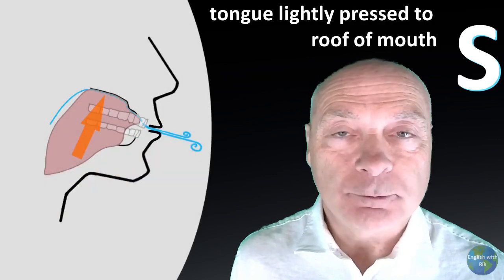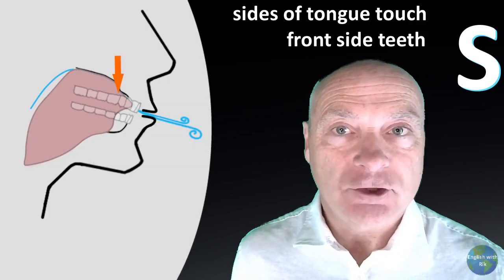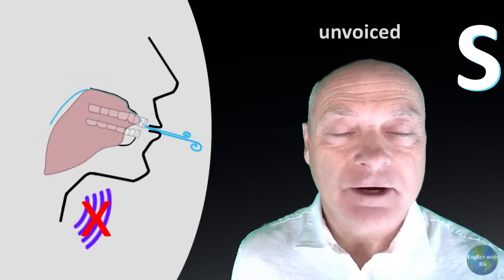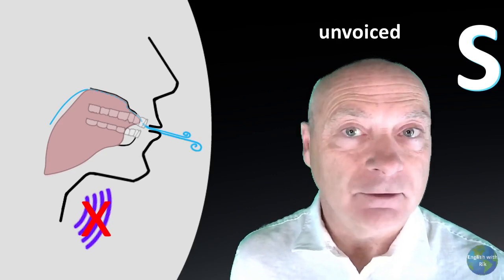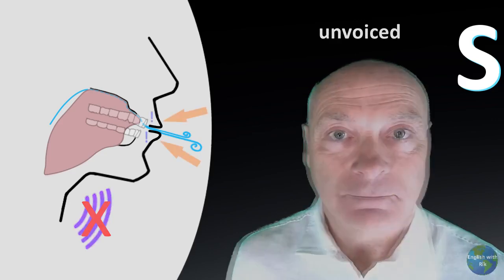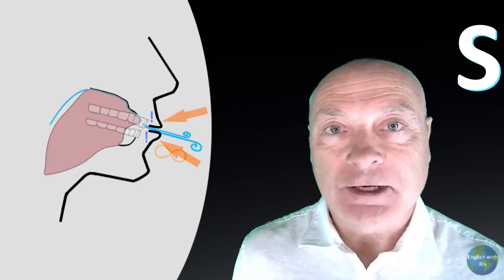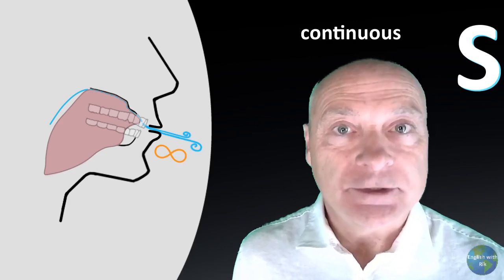Your whole tongue is pressed lightly toward the roof of your mouth. The sides of your tongue touch your side teeth near the front of your mouth. Also, the S sound is not a voiced sound. That means that your throat is not involved. It doesn't vibrate when you're making the S sound. Your lips are tense, but not too tense. And the S is a continuous sound. That means that you can make the sound for a long time. S.